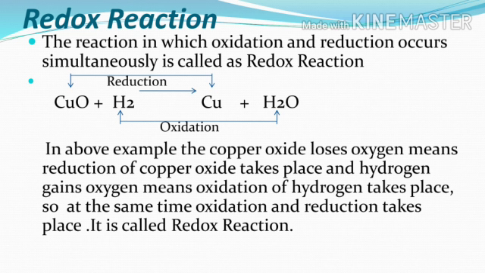Here the example is when copper oxide, that is CuO, reacts with hydrogen, that is H2, it forms Cu as copper plus H2O as a water molecule. In the above example, the copper oxide loses oxygen, means reduction of copper oxide takes place, and hydrogen gains oxygen from copper oxide, means oxidation of hydrogen takes place. So at the same time oxidation and reduction take place. Hence it is called a redox reaction.